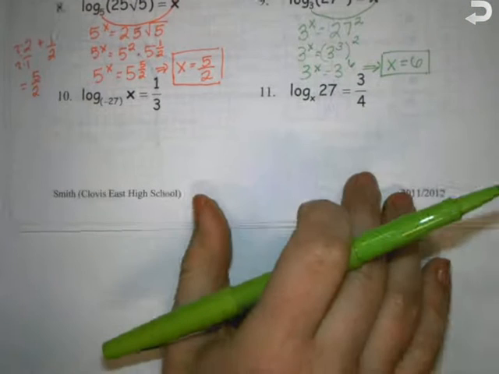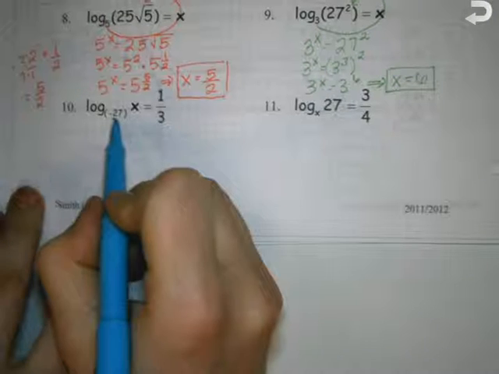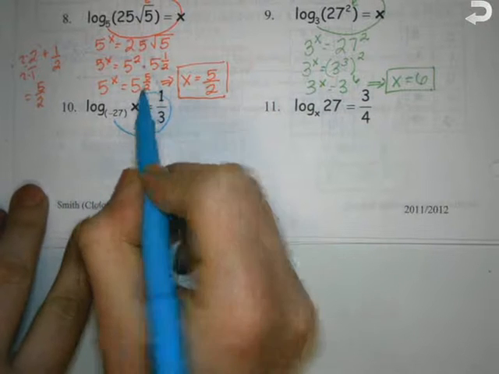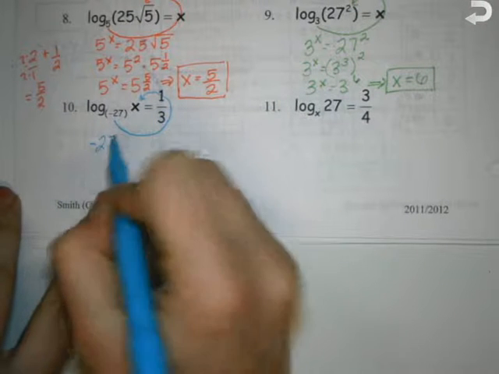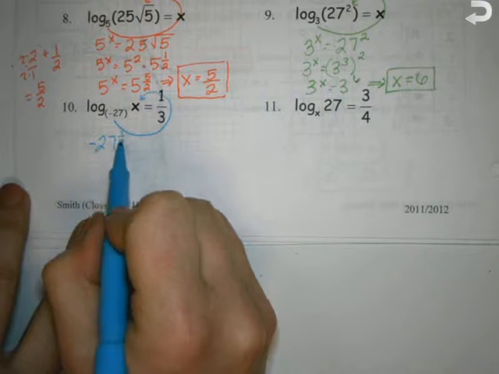You guys still with me? Okay. Negative 27 to the 1/3. Make sure you put that negative 27, well, I guess it doesn't matter, in parentheses, equals x.